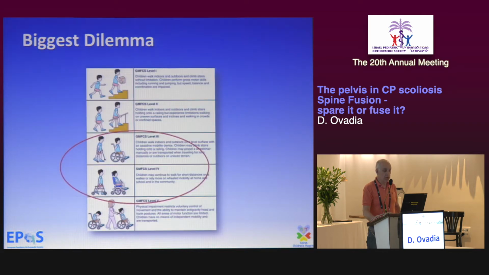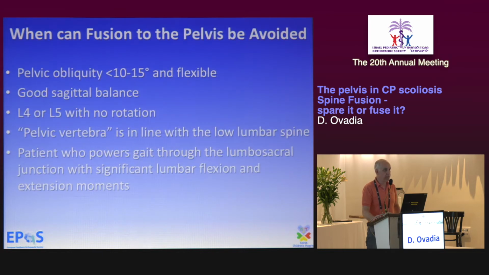So the big question is what to do with GMFCS 3s and 4s. This is actually the most debatable, because these are patients that, if you make a mistake during surgery, you can make them wheelchair-bound because of the surgery.